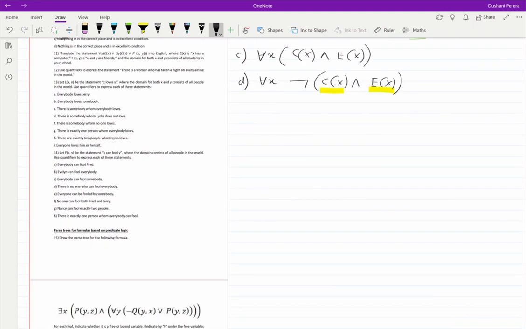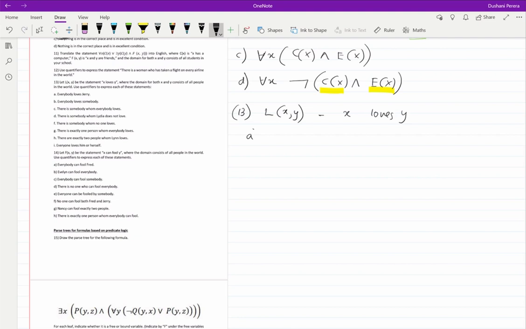Now let's move into question number 13. Questions like question number 13 are quite common in FMSV and also in certain subjects that you will encounter in the second semester or the fourth year. So let's see how we can do it. So Lxy suggests that x loves y, where the domain for both x and y consists of all people in the world. Use quantifiers to express each of the statements.